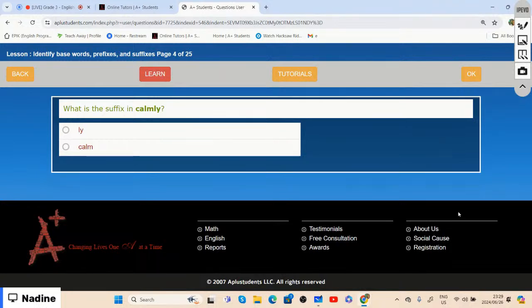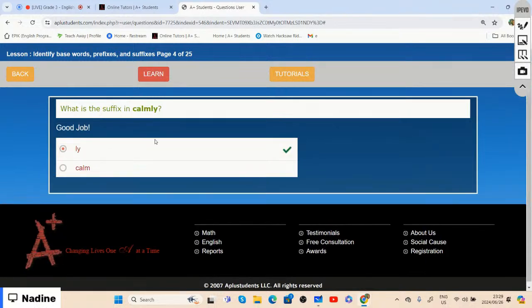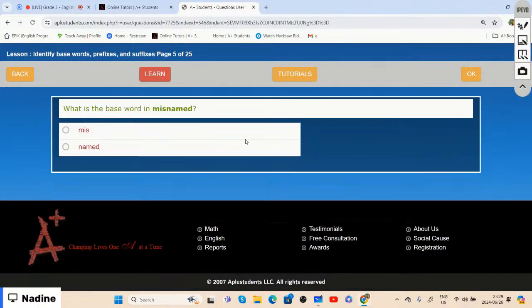All right. And if we were to identify our suffix, then we would say it's option 1, which is ly. So well done. All right, let's do the last one, and then we're going on to the next lesson.